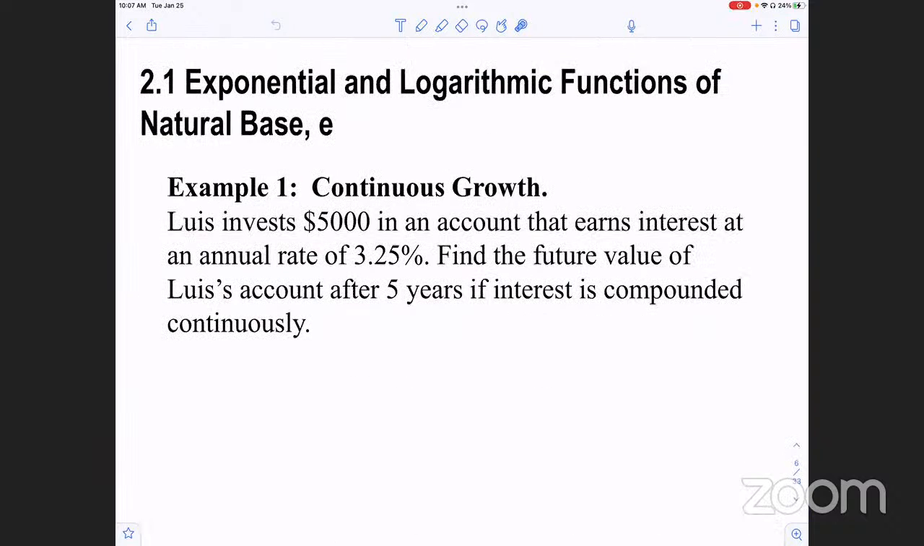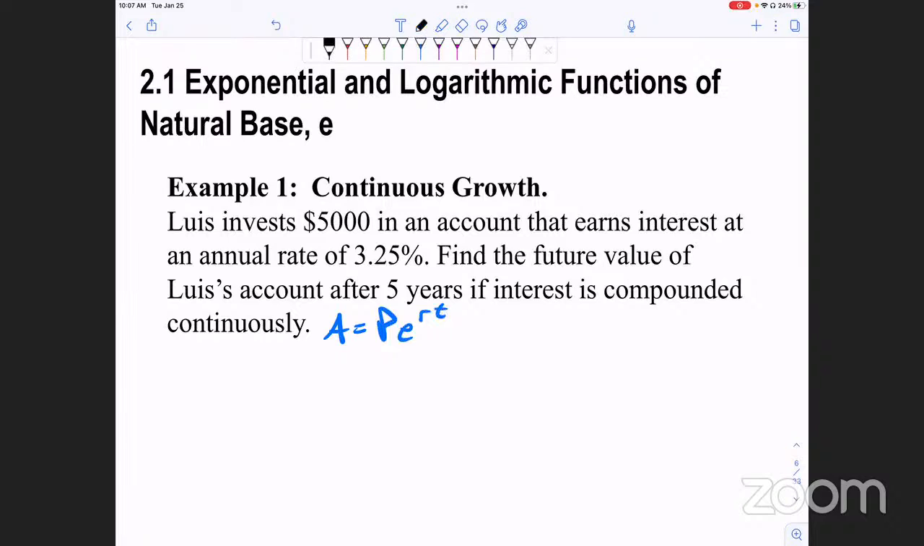So with example 1, we have this one on continuous growth. Lewis invests $5,000 in an account that earns an annual interest rate of 3.25%. Find the future value of Lewis's account after 5 years if the interest is compounded continuously. So again, when we're using continuous compound interest, A equals P e to the rt, okay?